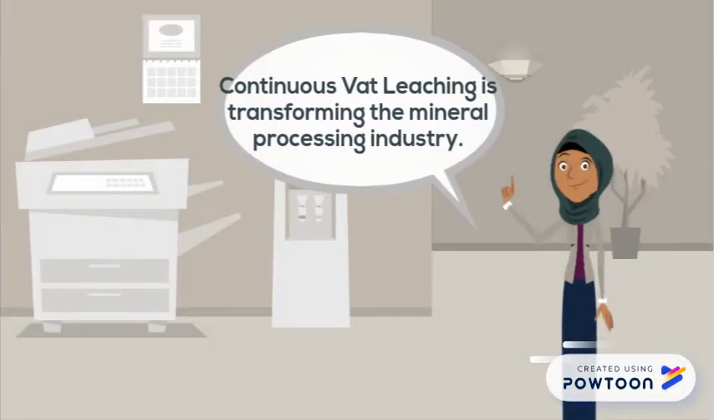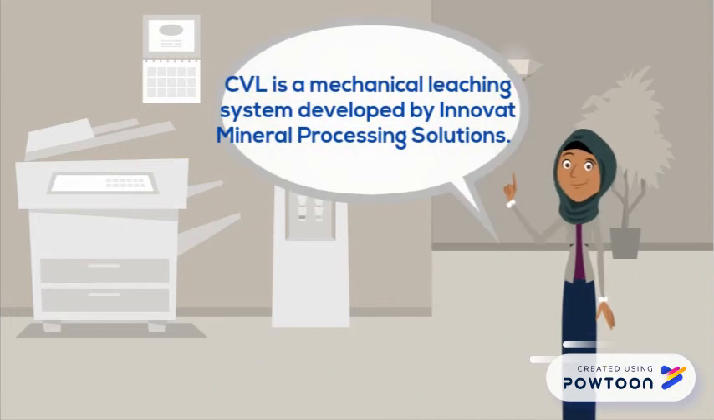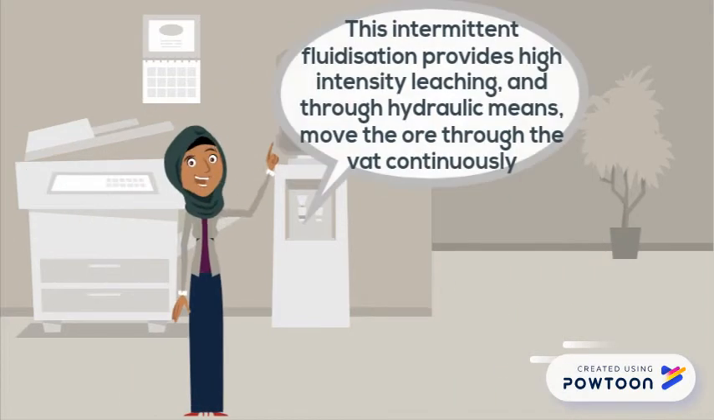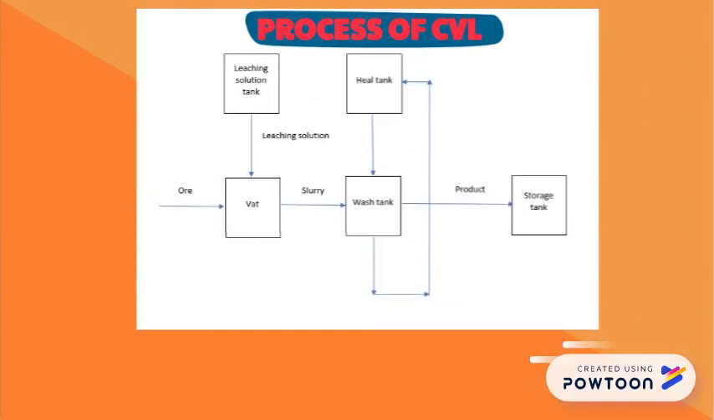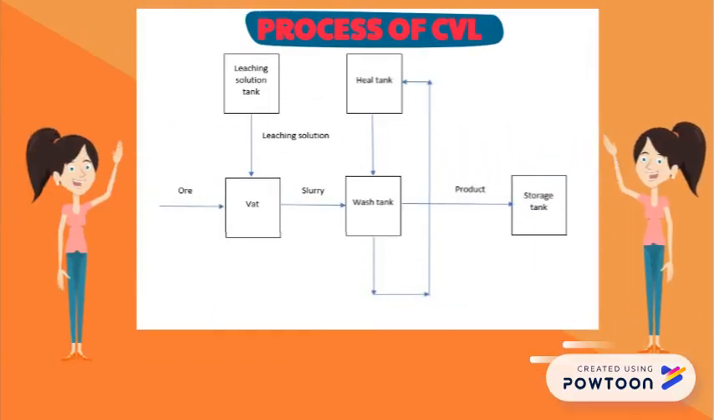Continuous vat leaching or CVL is transforming the mineral processing industry. CVL is a mechanical leaching system developed by Innovat Mineral Processing Solutions. This intermittent fluidization provides high-intensity leaching and through hydraulic means moves the ore through the vat continuously. These are the continuous vat leaching processes.